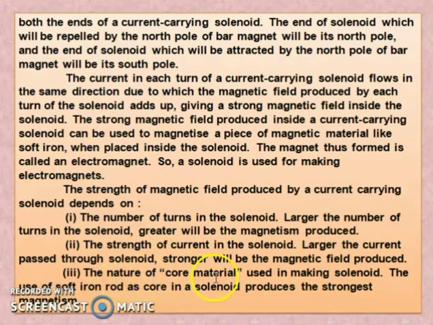It also depends on the nature of the core material used in making the solenoid. The use of a soft iron rod core in the solenoid produces the strongest magnetism. So if you use a soft iron rod core, then it will become the strongest magnet.